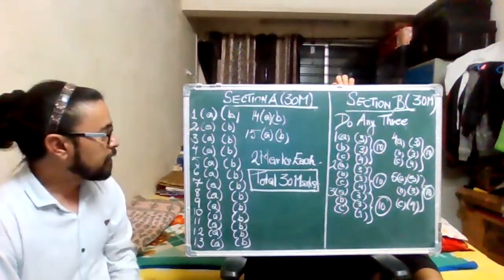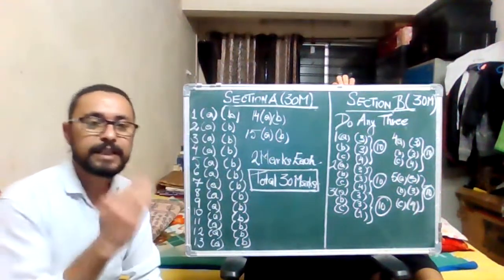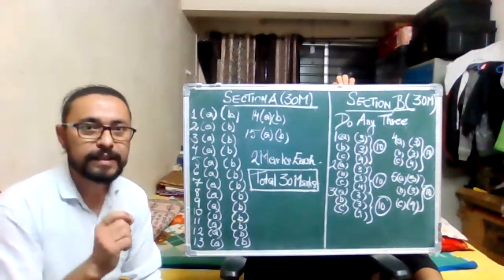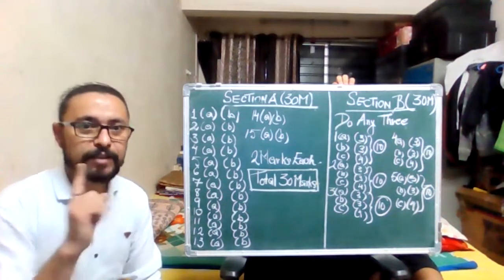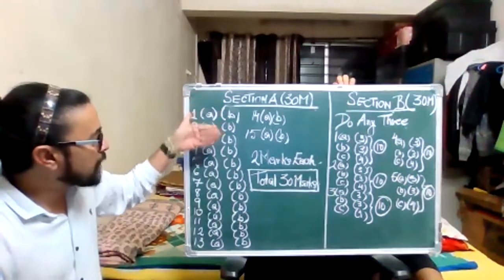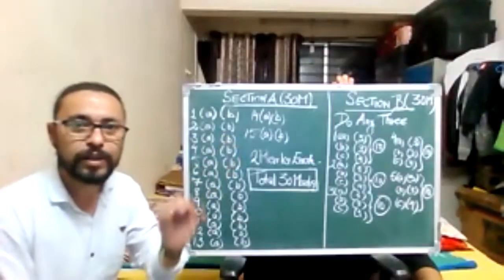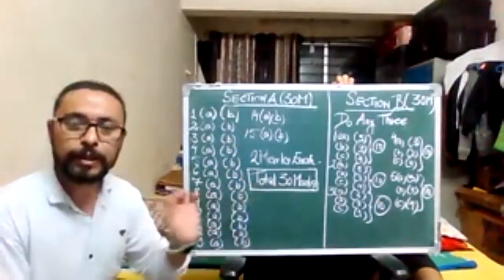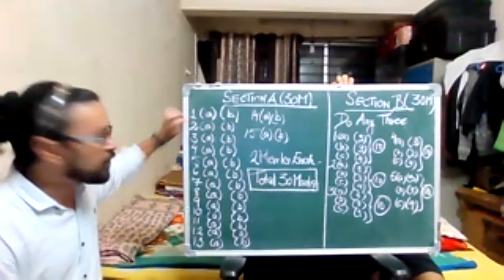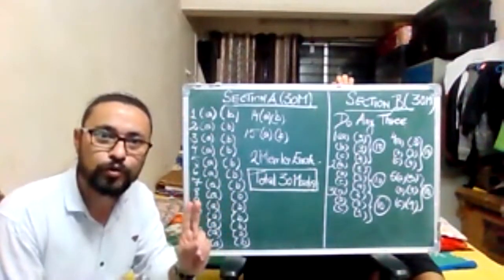In Section A, you will have 15 sums. Each sum has been divided into two parts, Part A and Part B. That means Part A comprises 1 mark and Part B also comprises 1 mark. So I have 2 marks for each sum. When I finish doing all 15 sums, the total comes to 30 marks because each sum is 2 marks. Sum number 1 is of 2 marks because it has 2 parts, 1 mark each. So one sum is 2 marks.